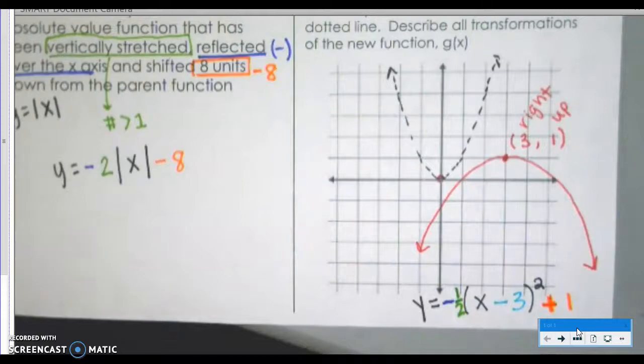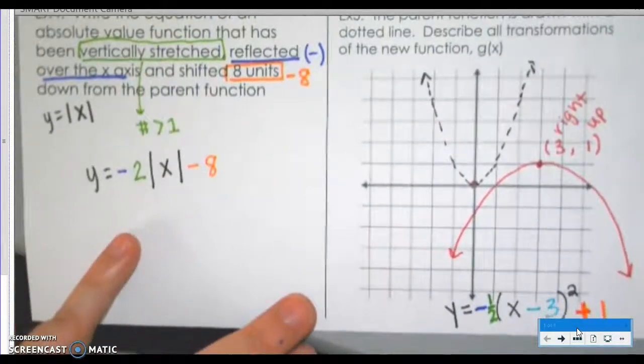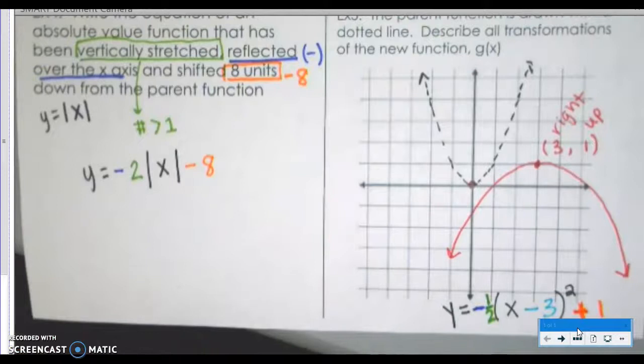All right, if you need to rewatch this video so you can get all of these examples written down, and we're going to do a lot more together in class.